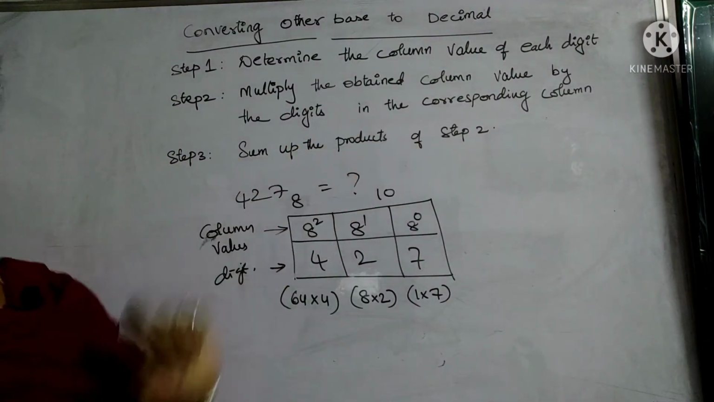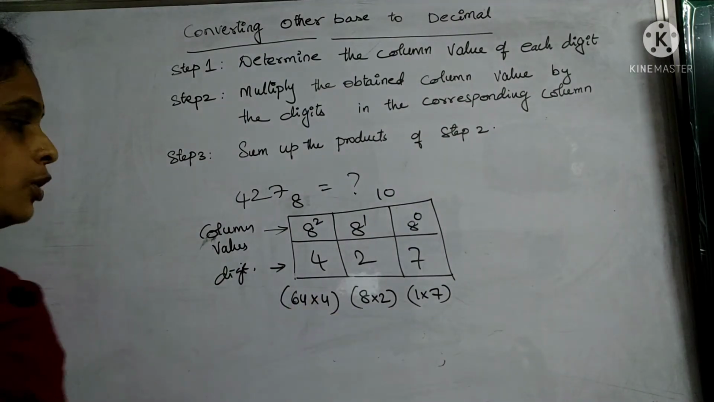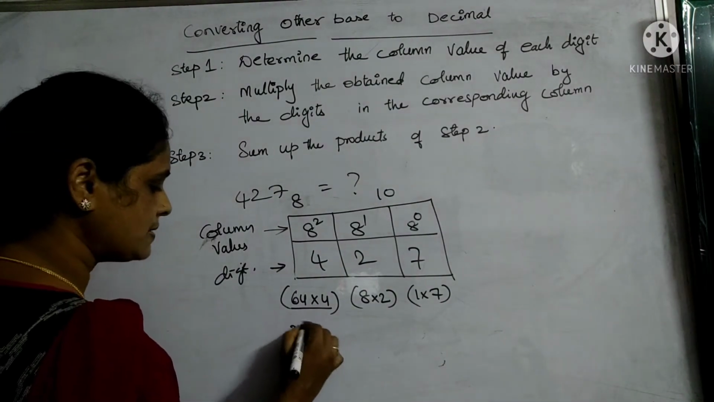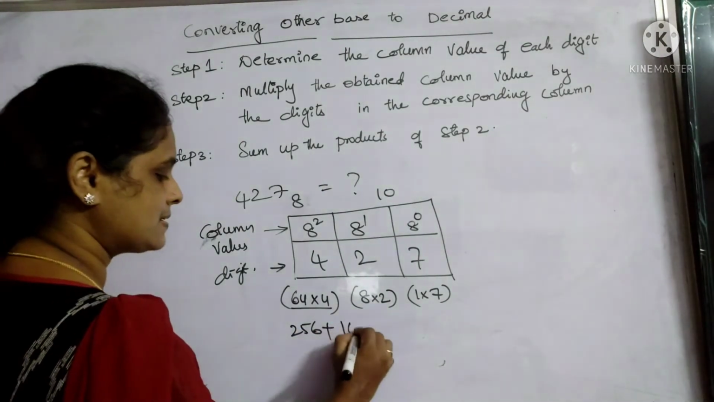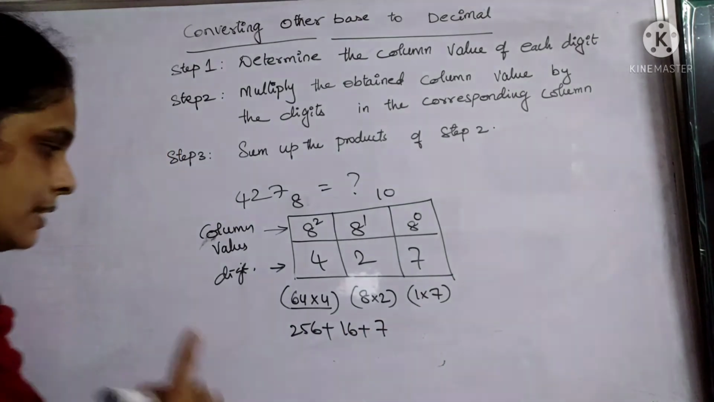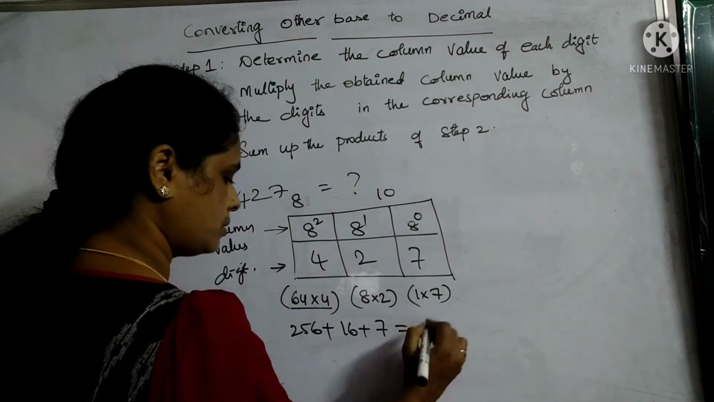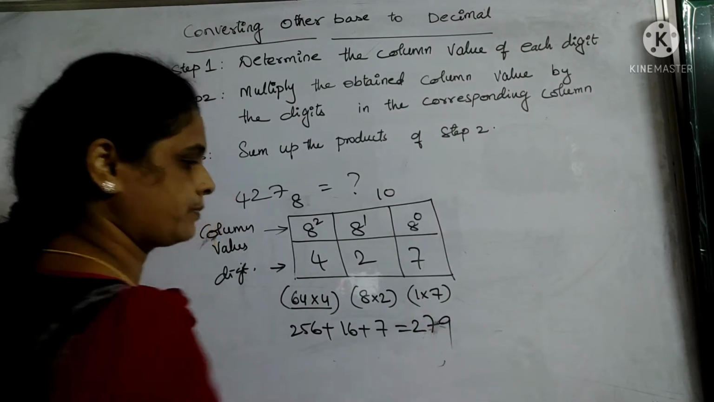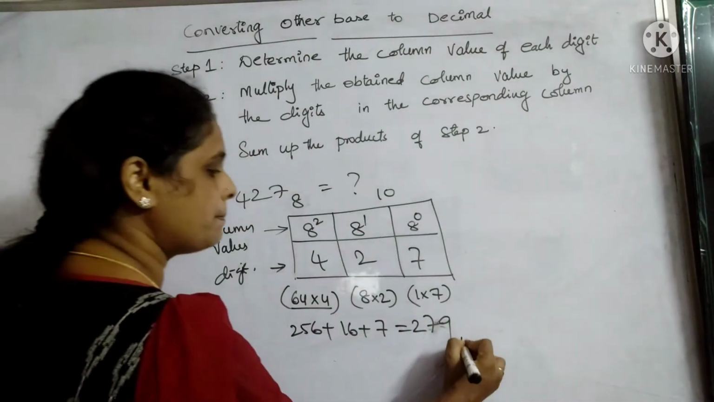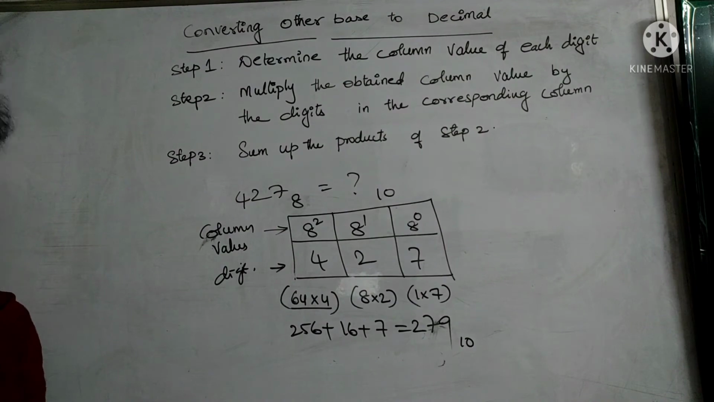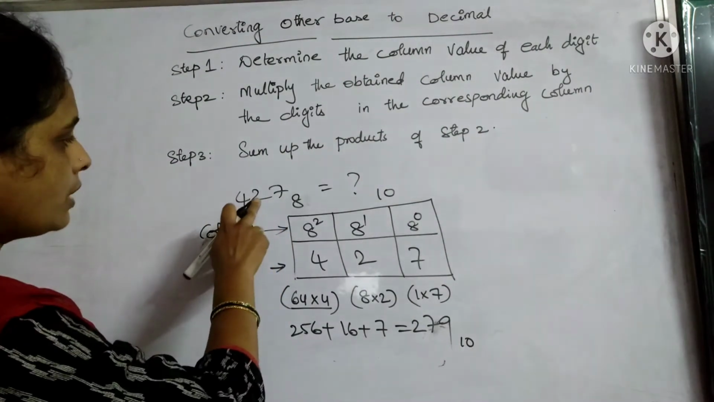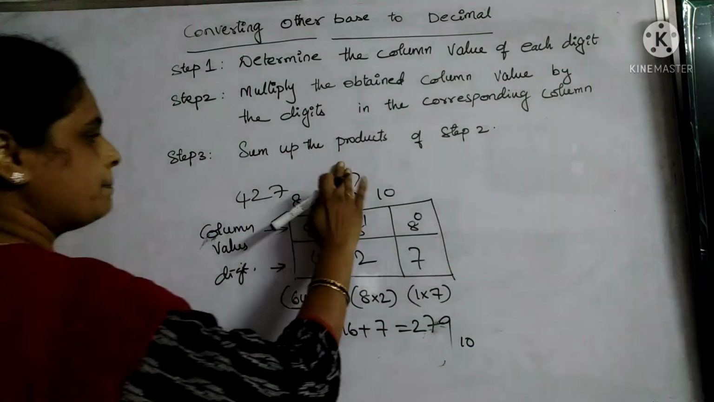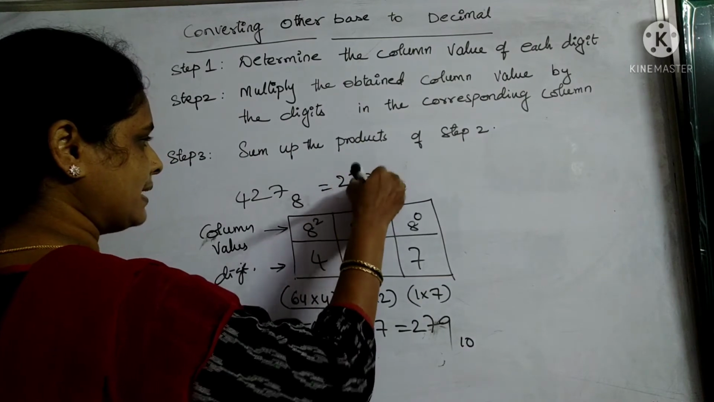What is the third step you need to follow? Sum up the products of step 2. Where did we stop? Step 2 is this one. So, what do I need? I need to sum up all of them. 64 into 4 is nothing but 256, plus 8 2s are 16, plus 7. This sums up to how much? 279. This sums up to 279 and the base here is 10. So, 427 base 8 is equal to 279 base 10. That means it is equivalent to 279 base 10.